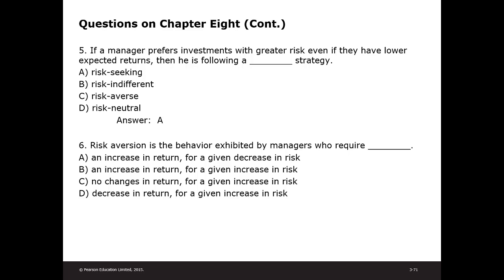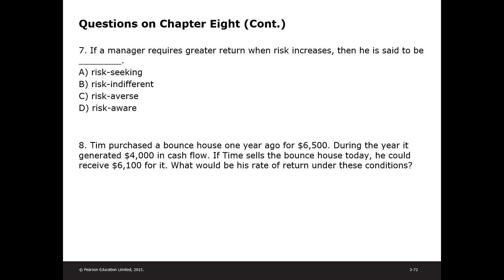Okay, next question. Risk aversion is the behavior exhibited by managers who require an increase in return for a given decrease in risk. No, that's not true. An increase in return for a given increase in risk. Yes, that's true. Because risk aversion means that whenever the risk is increasing, the manager should require more return for this increase in risk. So the answer is B. Okay. If a manager requires greater return when risk increases, then he is said to be risk averse, as we said before. So the answer is C.